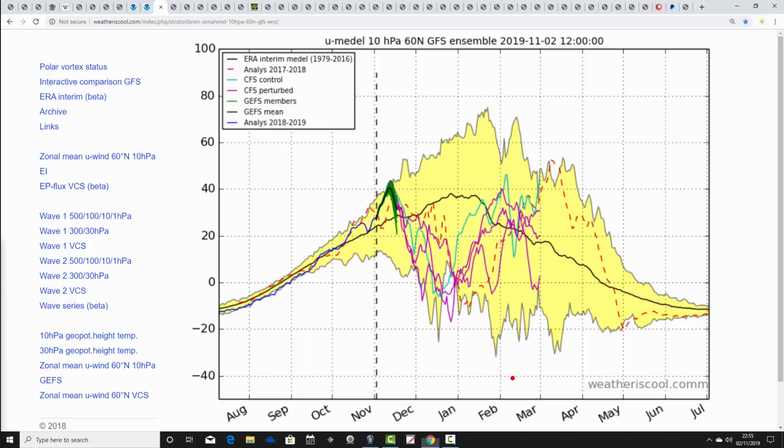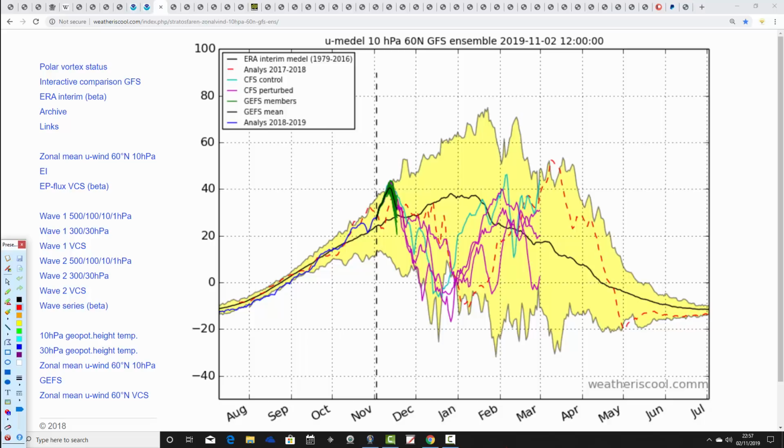All four CFS V2 members today seem to be going for a reversal of the zonal winds in December, which is very, very unusual. Normally, and would be associated probably with a sudden stratospheric warming. Which again is very unusual to happen in December, although it did happen last year around Christmas and New Year. But normally sudden stratospheric warmings happen later in the winter through January and February, and even sometimes into March. So very, very interesting what the CFS is doing there.